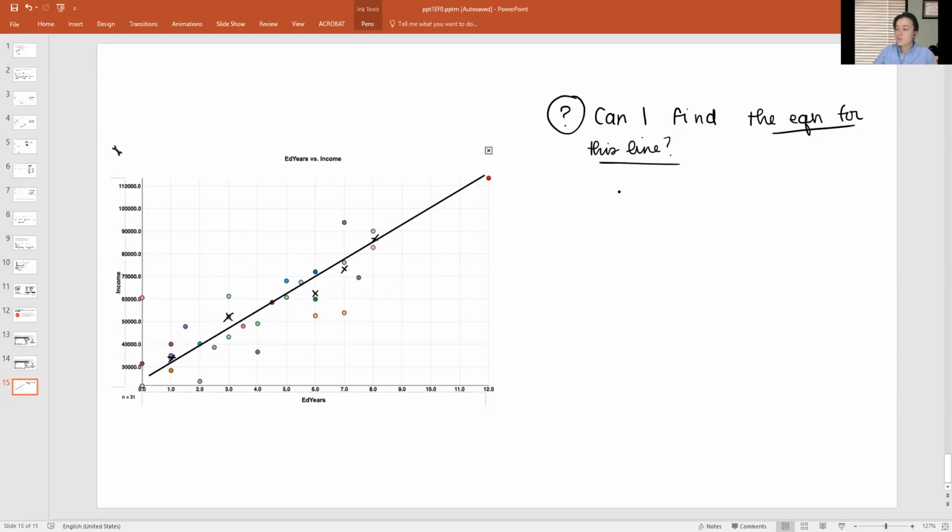Now, I know that the equation is going to be of the form y is equal to ax plus b because this is a line, right? I said my association can only determine linear relations between variables, and so I know that the equation is going to be of the form ax plus b. So when I'm saying, can I find the equation for this line, what I'm actually saying is, can I find the values for a and b?